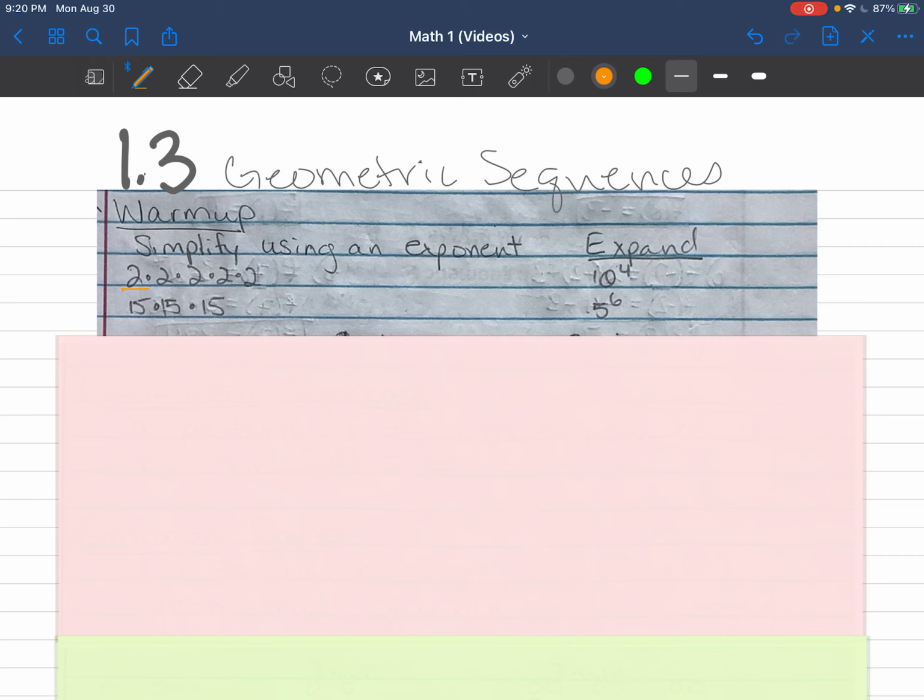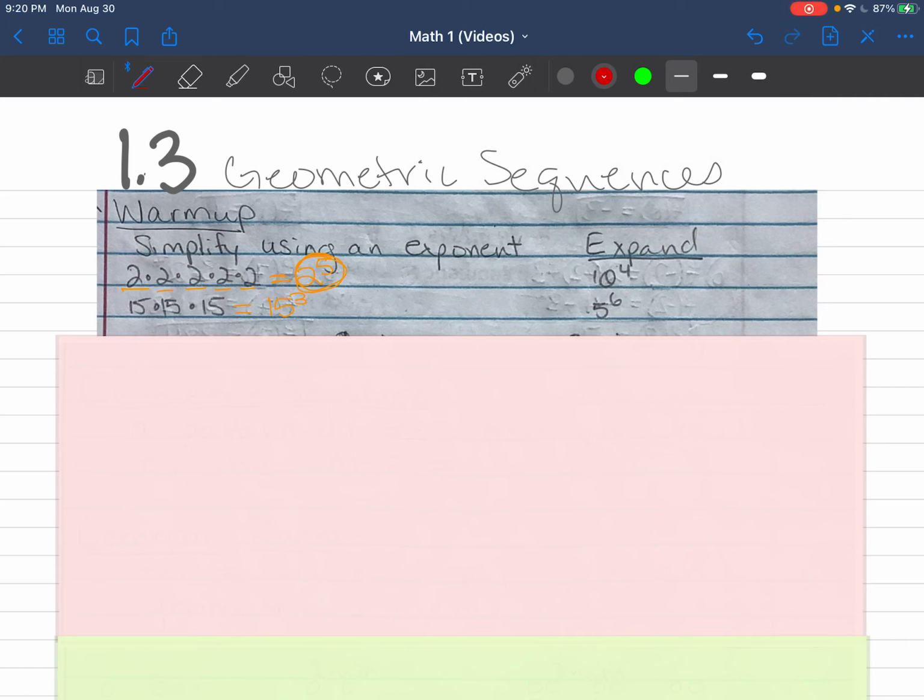If we have 2 times 2 times 2 times 2 times 2, this is the same as having 2 to the 5th. We multiplied 2 5 times. To shorten that, we write it as 2 to the 5th. Then we have 15 times 15 times 15. This is the same as 15 to the 3rd power because we multiplied 15 3 times.